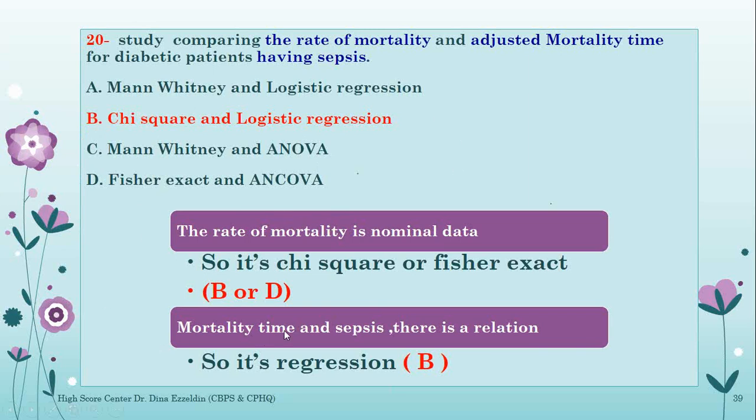But here, mortality time and sepsis, there is a relation between them. There is a relation between the mortality and the sepsis. It's a causal relation. The patients will die because they have sepsis. So it's a regression, because it's a causal relationship between the two groups. So it's B, not D. Chi-square and logistic regression.